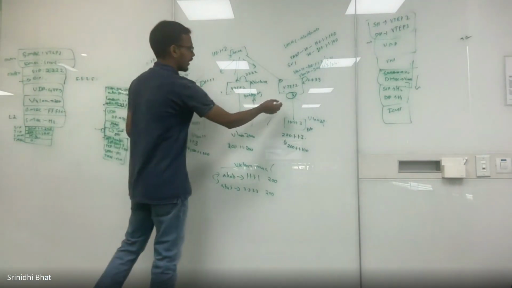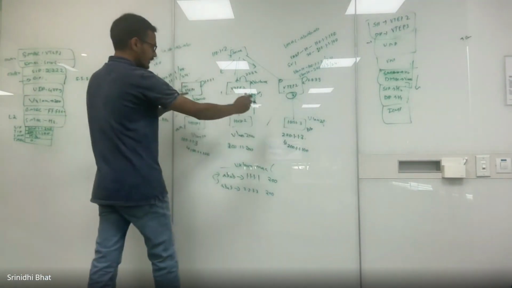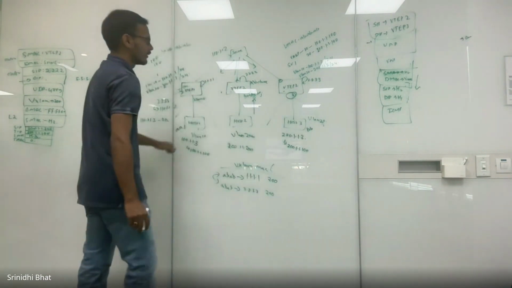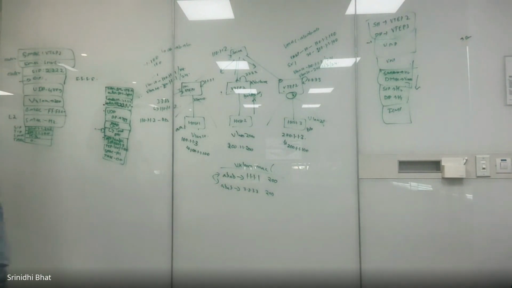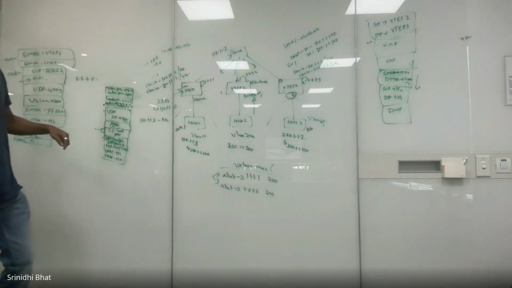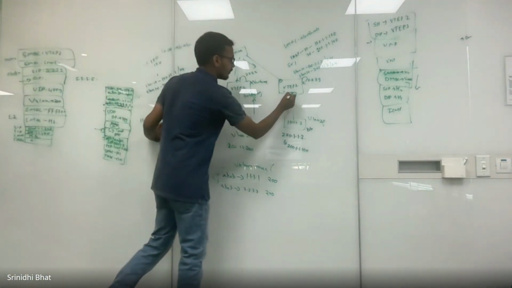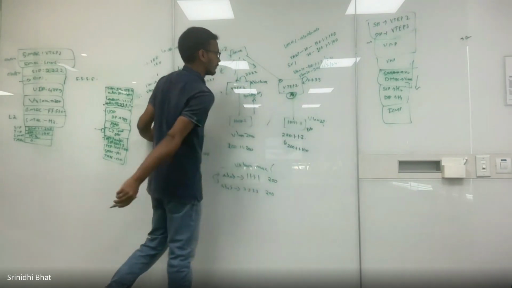On VTEP 3, VTEP 3 is decapsulating the ARP request. This is decapsulating. Correct. So I'm on VTEP 3, I do show VLAN. What will I see for VLAN 200? Okay. VLAN 200. This particular interface we will see. Any other interface you will see?